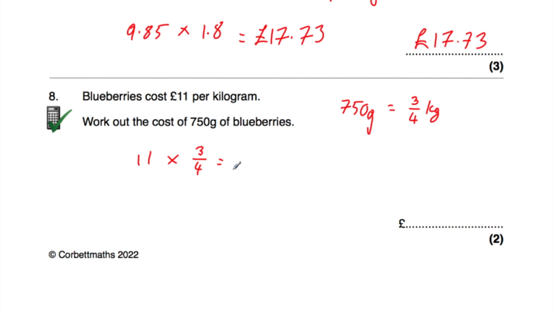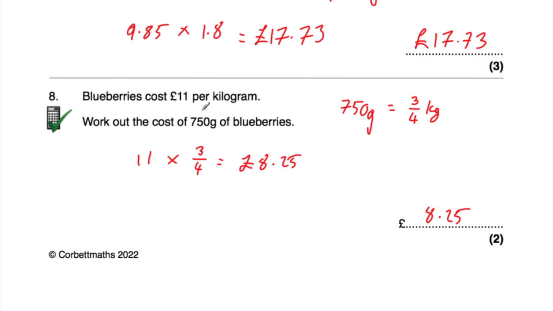So let's do that. 11 multiplied by 3/4 is equal to £8.25. So that means that 750 grams of blueberries would cost £8.25. Now, in this question, we could have approached it in different ways. Because we know we're buying 3/4 of a kilogram, we could have just worked out 3/4 of 11. So we could have taken our 11, divided it by 4 to get a quarter, and then multiplied that number by 3 to find the cost of 3/4 of a kilogram.